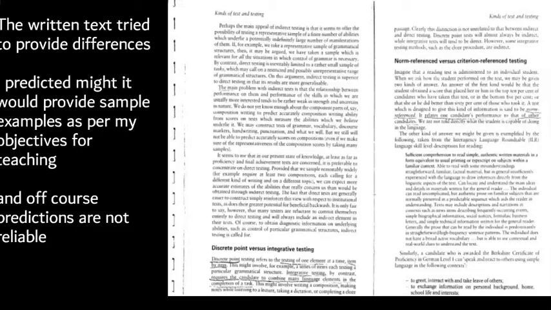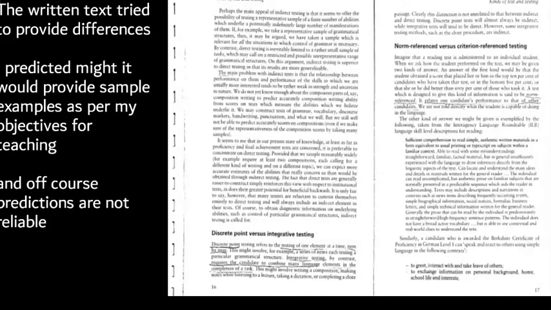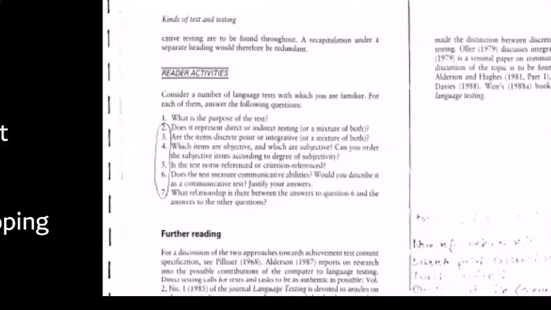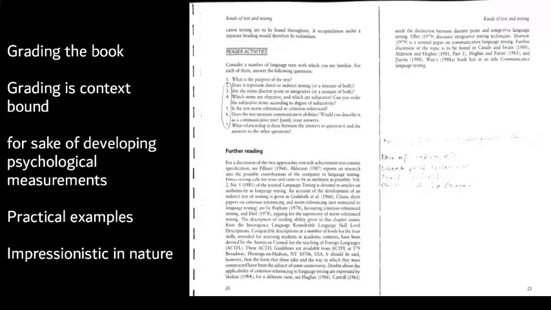The written text was trying to provide me the differences and I was more than happy. Okay, my learners would be able to decode different types of testing, and on the basis of differences they would be able to differentiate them. So I started predicting, and of course predictions are not always reliable. When I moved to the next page, what I found was only a reader activity given here, without any illustration or sample examples. There was nothing like that. So that was a bit disappointing for me, because I was grading a book.